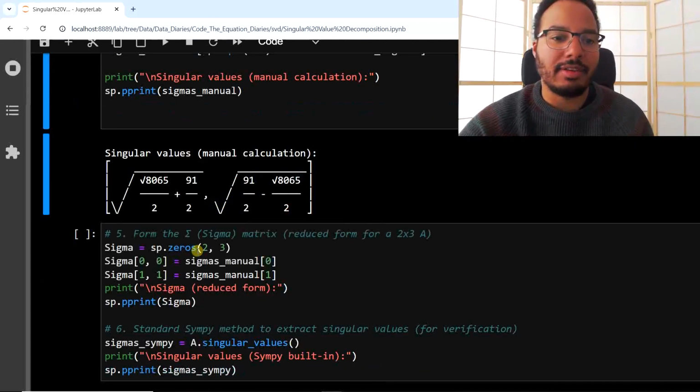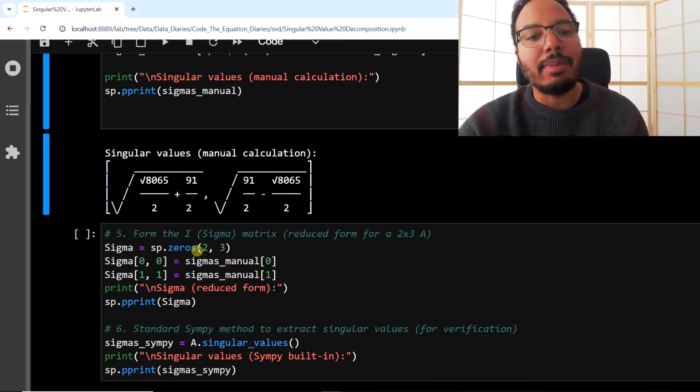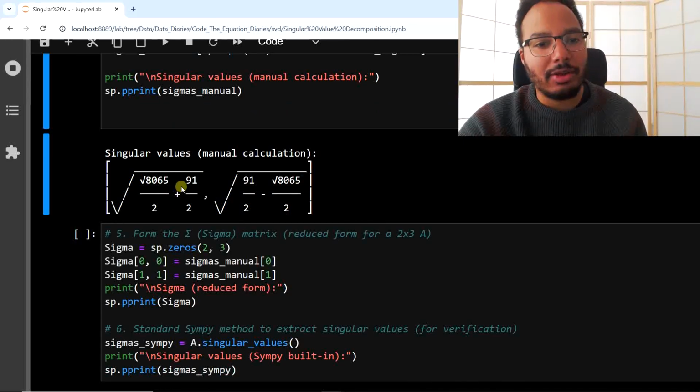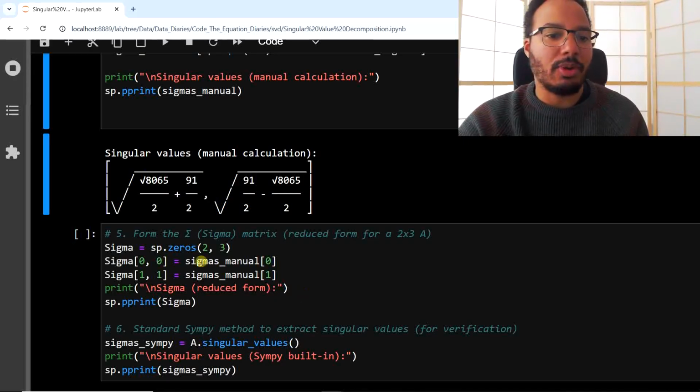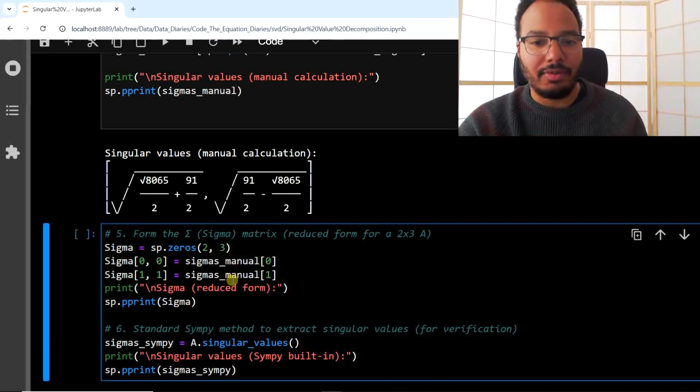And now we can basically set up the matrix sigma by adding the singular values to the diagonal of sigma. So first of all, we set up an empty matrix which is just filled with zeros, and then in positions 0, 0 and 1, 1, we add the singular values. So they will show up on the diagonal of the matrix.